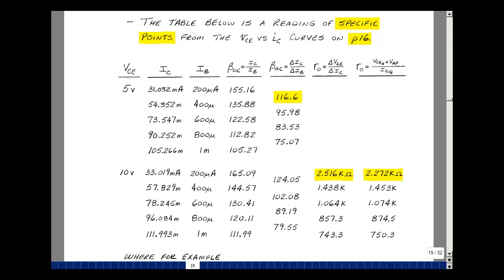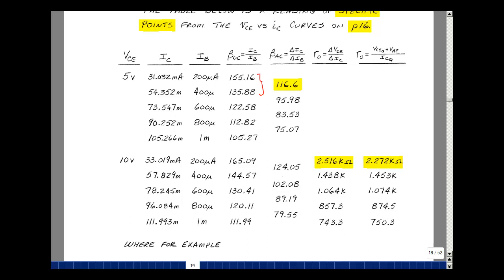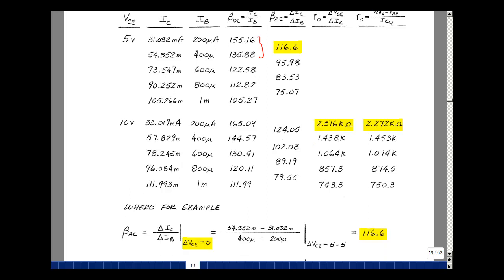Beta AC is the change in collector current for a change in base current with no change in the collector emitter voltage. Here I've got a change in collector current for a change in base current. So I use these two data points to calculate beta AC. In fact, the calculation is just shown here on the bottom. Difference of the collector current over the difference of the base current when the collector emitter voltage is not changing, in other words 5 volts. And that turned out to be 116.6.